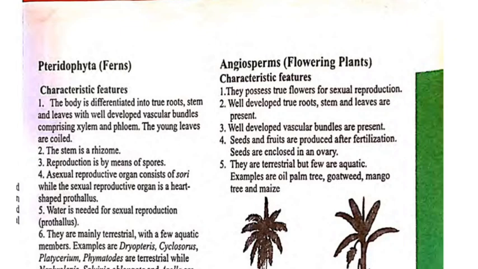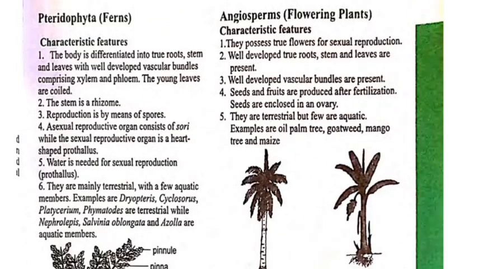Characteristic features: number 1, the body is differentiated into true root, stem and leaves with well developed vascular bundles comprising xylem and phloem. The young leaves are coiled. Now what I want you to gain from these groups we've been talking about is that you can see the order of increasing complexity. The first one we talked about is just diffusion. The other one has stems, they started developing the characteristics. And now these ones have roots, they have developed vascular bundles. You can see that there's an increasing order of complexity.